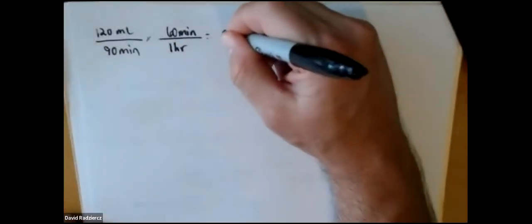So there's 2 ways to do this. You can convert minutes to hours. So you know that in 1 hour there is 60 minutes. You do that conversion. 120 times 60 divided by 90 will give you 80 mL per hour.